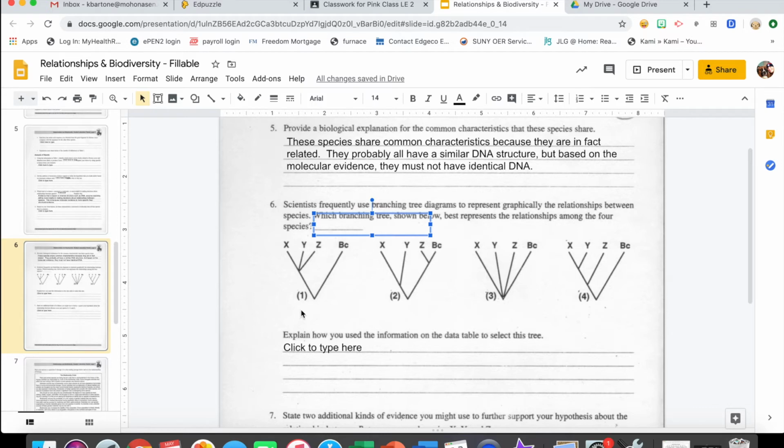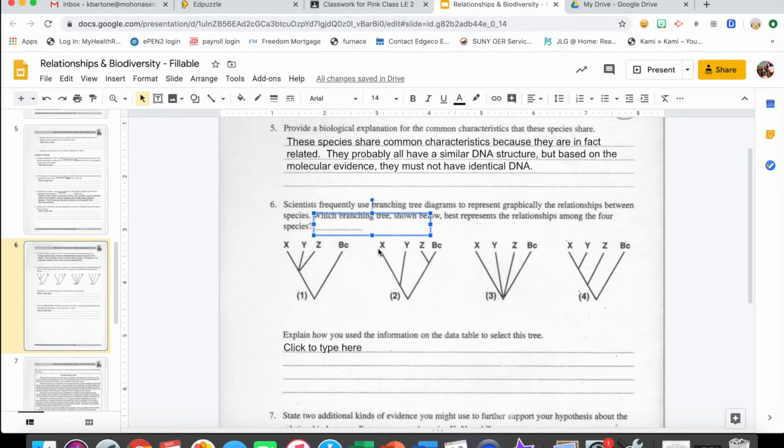So if you know that Z and BC are the most closely related, then that means they have the most recent common ancestor if you're moving from a long, long time ago in a lateral movement towards the present. If you were to draw a timeline from here, these numbers down here, all the way to the front, or the top, I guess you could say, then it would be hopefully clear that the tree that shows that Z is the most closely related would be number 2.